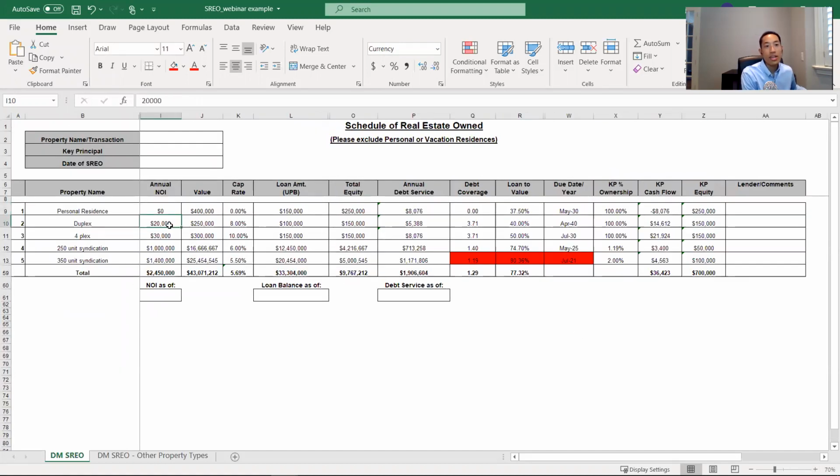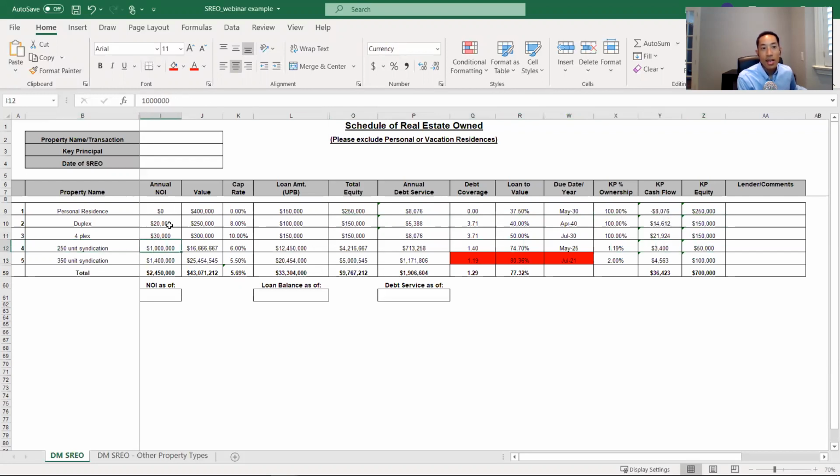Duplex, so annual NOI. So this is income minus expenses. Your value is 250 for it. So that equates to about 8% cap. Loan amount is 100,000. So you have 150,000 in equity. Your payment's about 5,000 a year. So your debt service is more than sufficient to cover that. Your maturity is about 20 years away. And then you have good cash flow and your equity is here at 100% too. Fourplex is very similar. So let's go into the syndication.